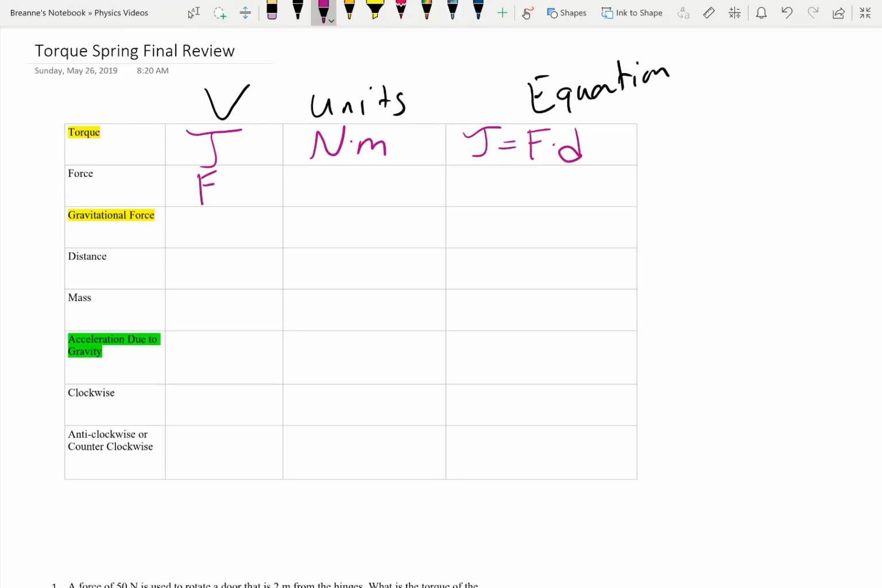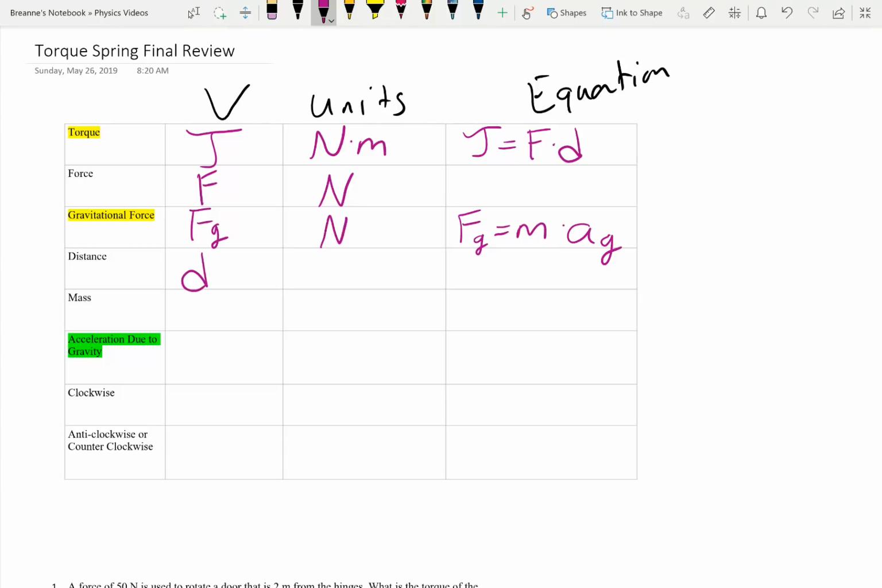Force is represented with an F, which you can see in the equation. Unit for force is newtons. Now you can break down to be a specific type of force. You have force of gravity. That G just represents gravity. It is still measured in newtons because it's still a force. But the equation for that is your force of gravity equals your mass times acceleration due to gravity.